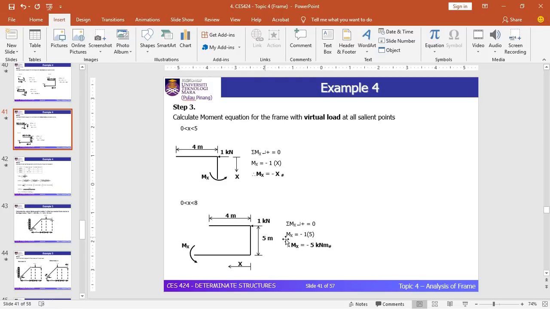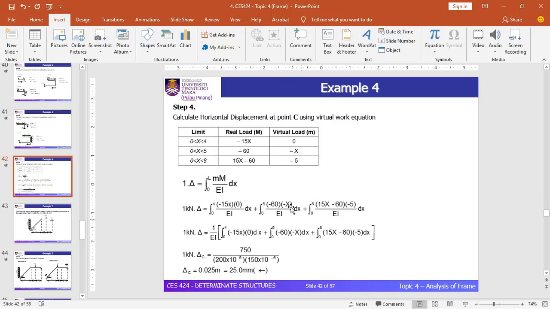If you realize, the x distance must be measured from the same position for both diagrams. If you consider x from C for the actual, you need to treat the virtual the same way. Once you have obtained all the equations, you may tabulate them in a table. Based on this table, you can see that there are three columns.